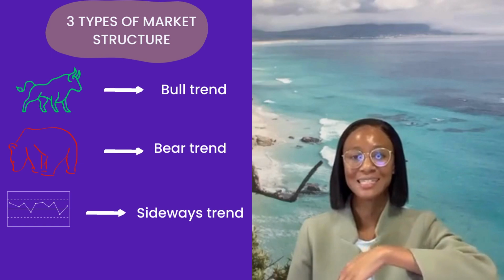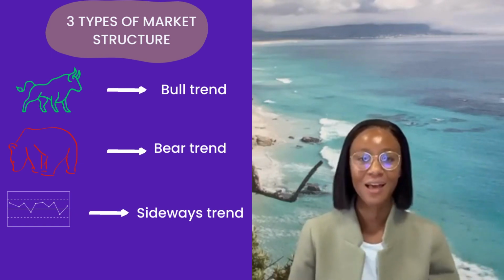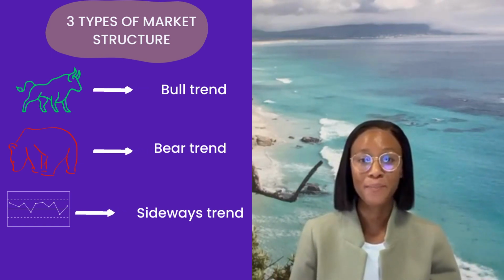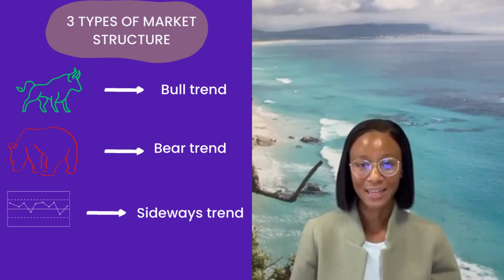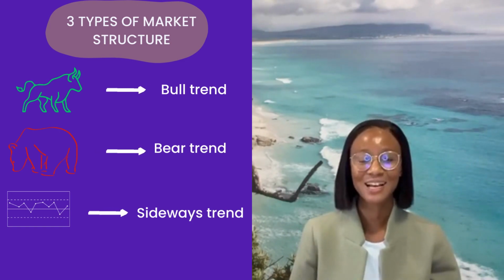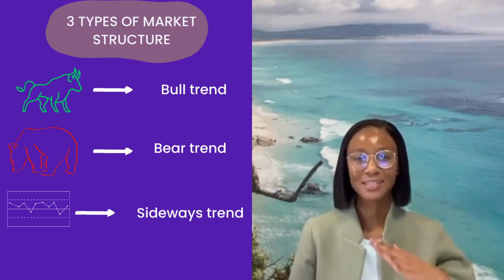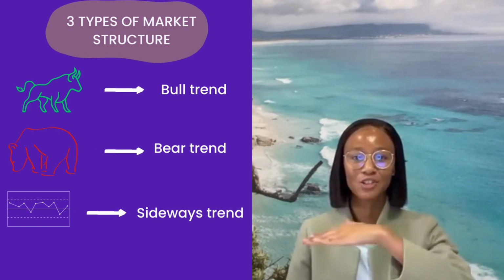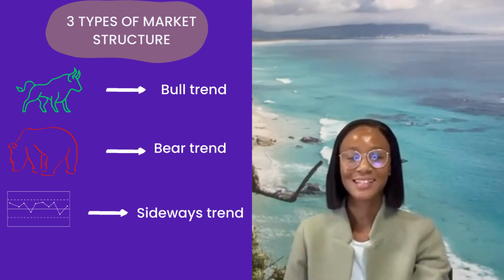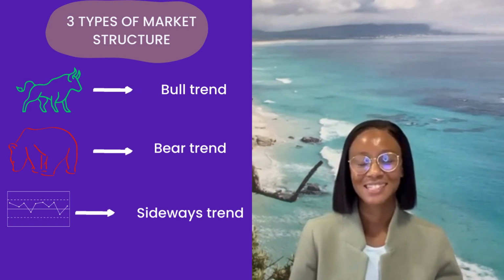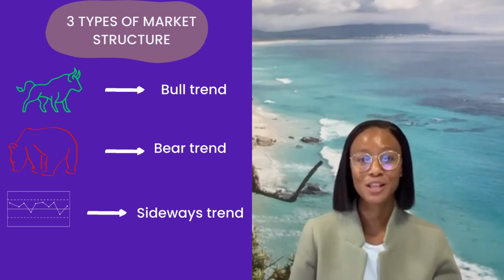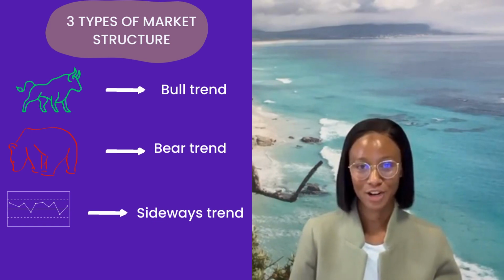It is when a market is declining or is going down, that is considered a bear market or a bear trend or a bearish market. And then you get your sideways trend. Obviously it's not going up or down, it's just going sideways, as the term says itself. So those are the 3 different market structures that we have.